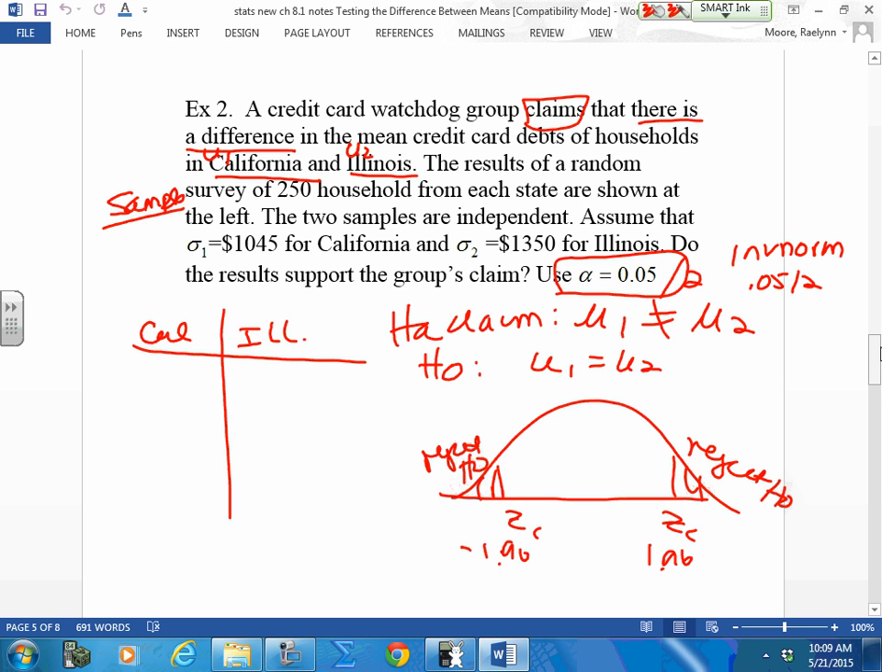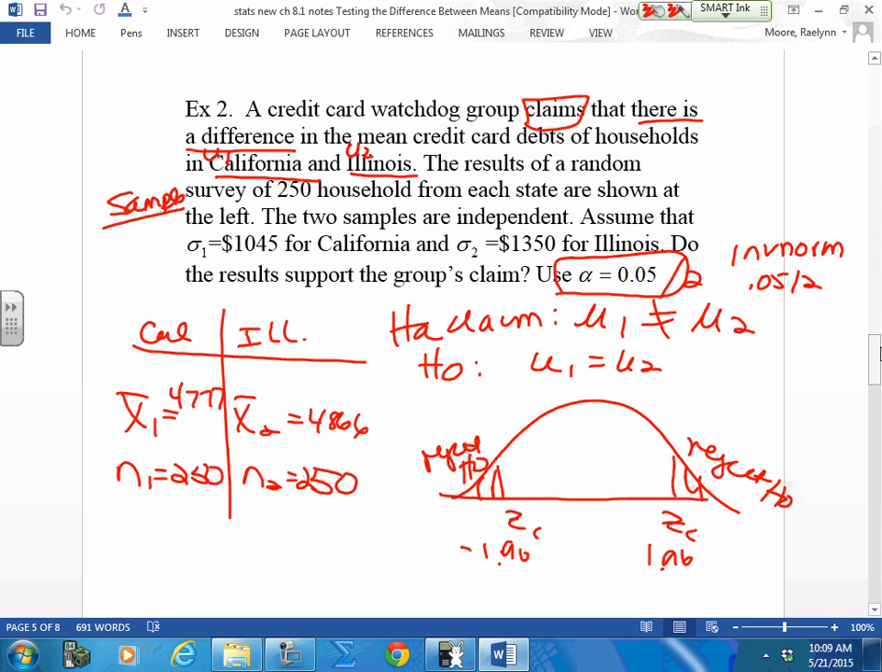Here comes your sample. We surveyed 250 households from each state. So your sample size is 250. Okay. Your mean for the first one and your mean for the second one. Well, they gave us the table. Obviously, I didn't include the table here. So your mean is 4,777, and this mean is 4,866.